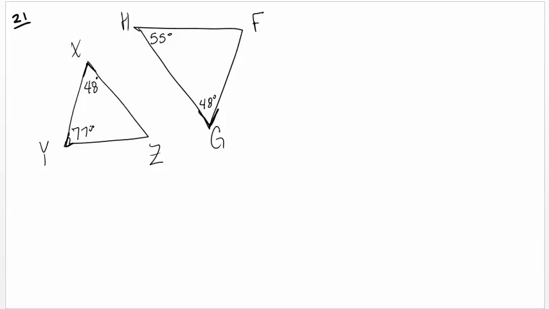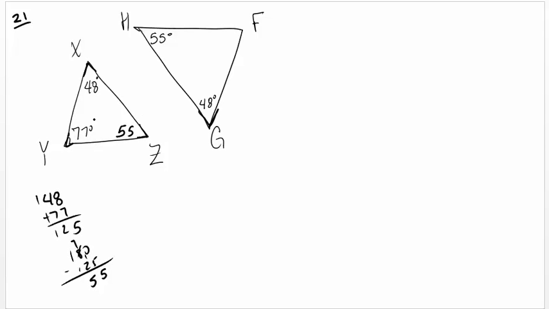Y is 77. That's not the same as H, but I'm missing the third angle of my triangle. So what I'm going to do is use the fact that I know a triangle adds up to 180 and find the third angle. So I'm going to add 48 and 77 and get 125. And then if we do 180 minus 125, we get 55 degrees. So Z is 55.